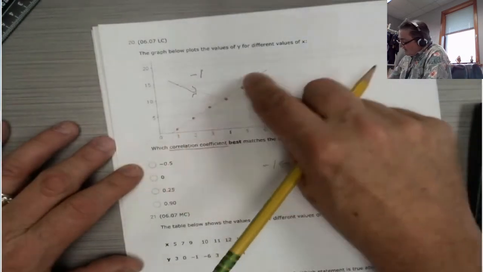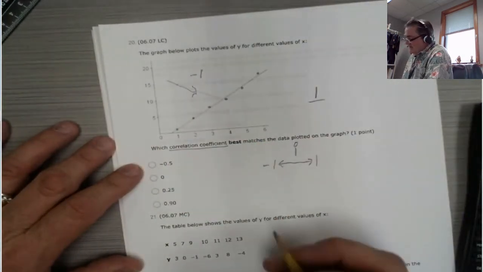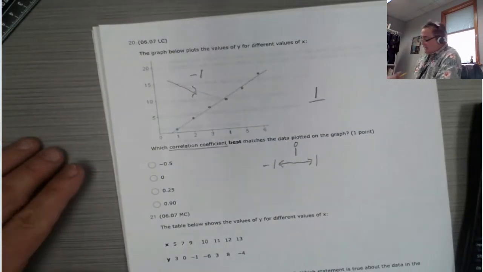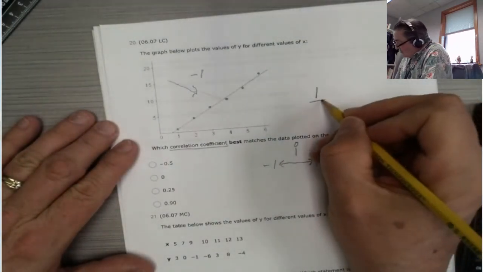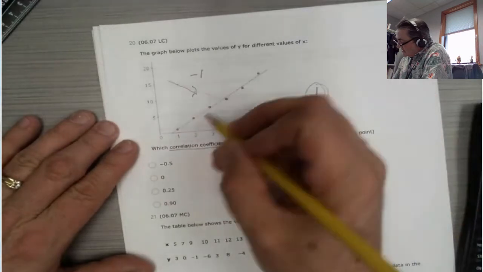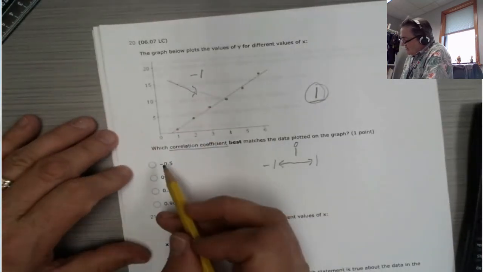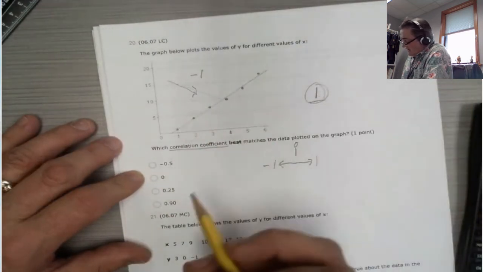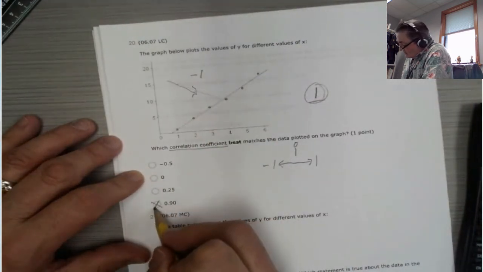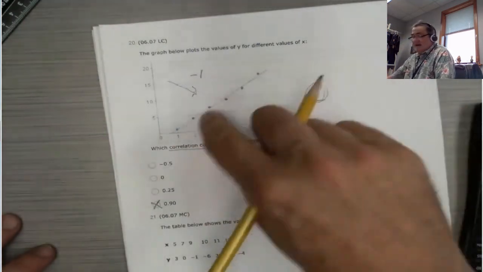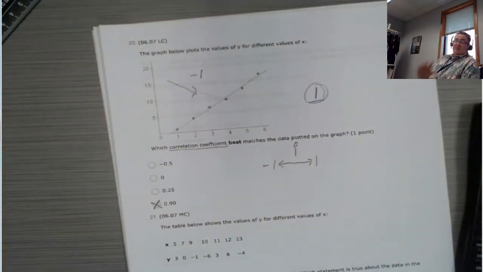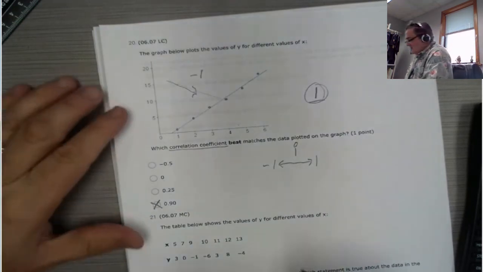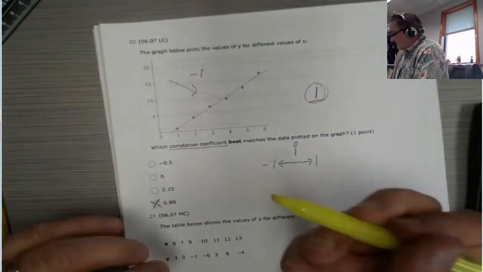So this one looks like it's very, very close to the line of best fit. It's almost exactly a straight line. If it's almost exactly a straight line, that's going to be very, very close to 1. So it's not going to be a negative 0.5. It's certainly not a 0. This is a really good correlation. 0.25? This is the one that is closest to 1. 0.9. So that must be about a 0.9 correlation coefficient, because it's very, very close to a straight line. So the correlation coefficient should be very, very close to a 1. So that's what you're wanting to look at, the correlation coefficient.